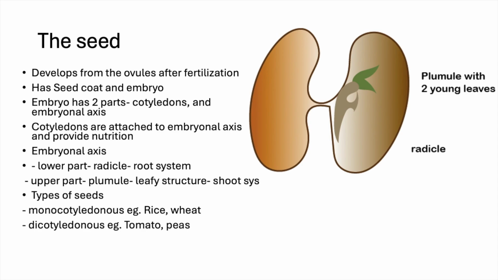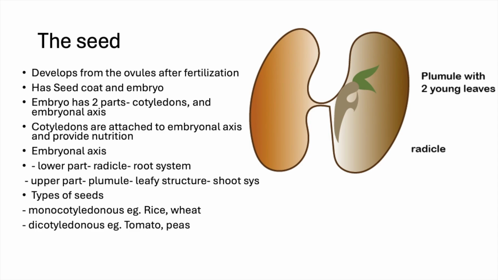It has a seed coat and an embryo. The embryo has two parts. It has a cotyledon and it has the embryonal axis. The cotyledons are attached to the embryonal axis and they provide nutrition. The embryonal axis has two parts. The lower part is called the radicle, and that develops into the root system. And the plumule is the upper part, which is a leafy structure and develops into the shoot system.